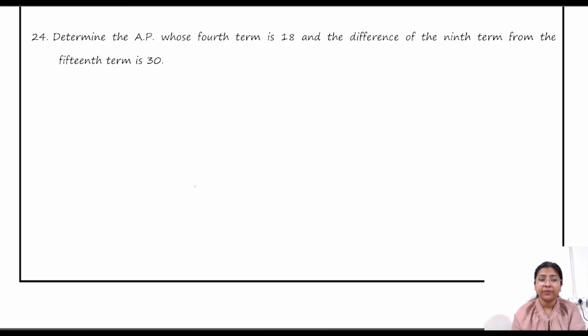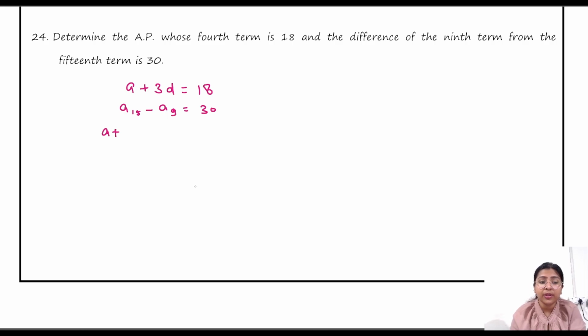Determine the AP. We need to find out the AP. For finding the AP, we should have the first term and the common difference. Okay, see, determine the AP whose fourth term is given as 18. If the fourth term is 18, so we can write a plus 3d is equal to 18. And the difference of the ninth term from the 15th term, that means a15 minus a9, is given as 30. So from this we can get another relation.